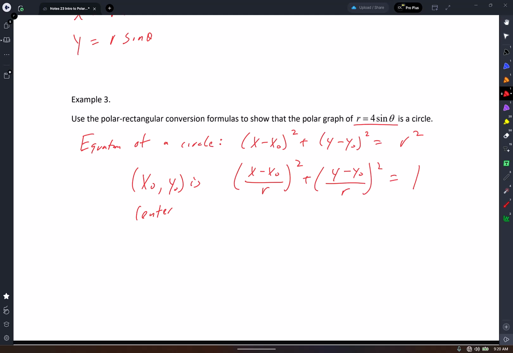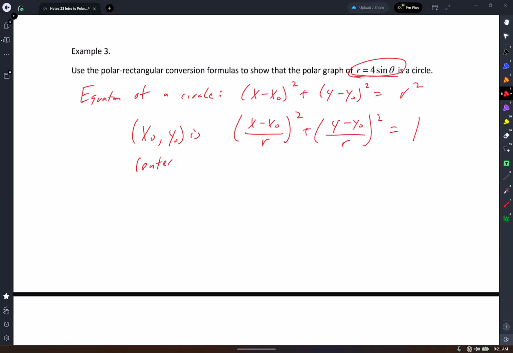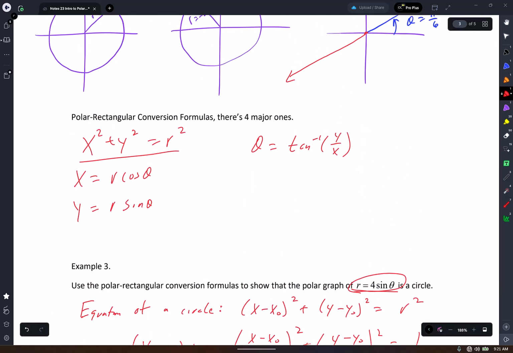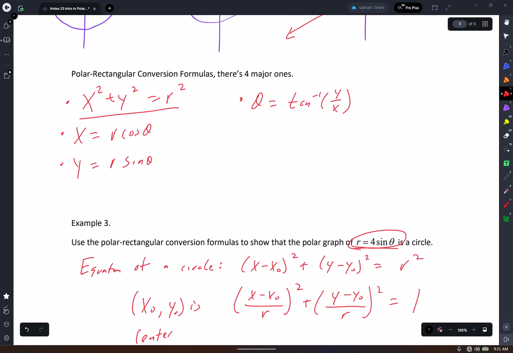All right, here we go. I need to make this look like one of these two equations. It doesn't matter which one, whichever one you guys are most comfortable with. You guys ready? So the first thing I'm going to do, remember, all I know right now are these four equations right here. 1, 2, 3, 4. And here's what I'm seeing.